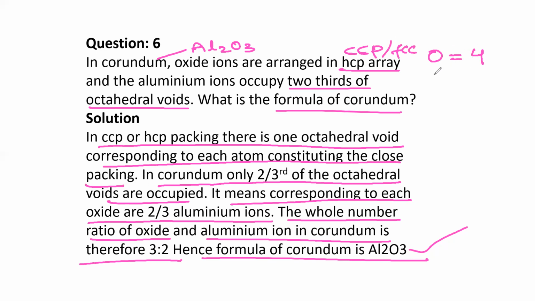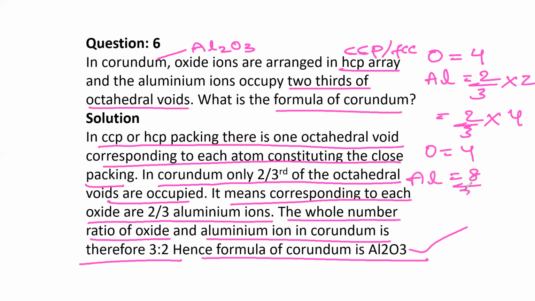Now, aluminum is occupying 2 by 3 of the octahedral voids. Aluminum is 2 by 3 of 4, because the number of octahedral voids is equal to Z. So 2 by 3 of 4 is 8 by 3. Oxygen is equal to 4, and aluminum is equal to 8 by 3.